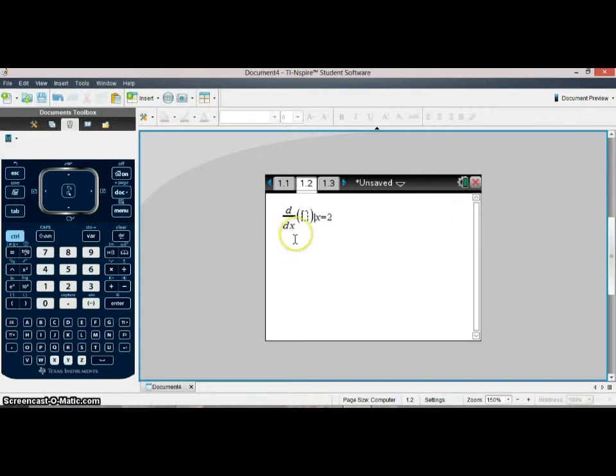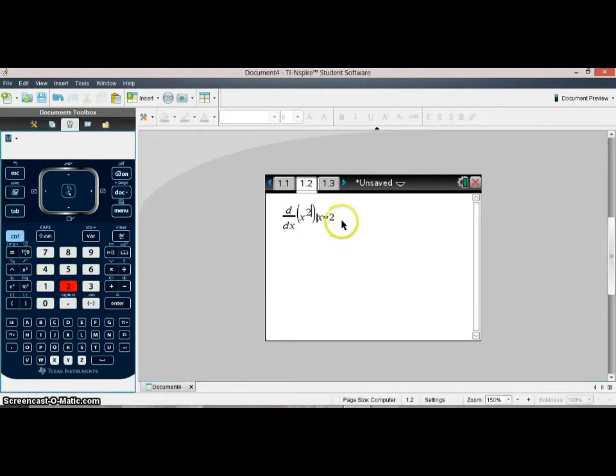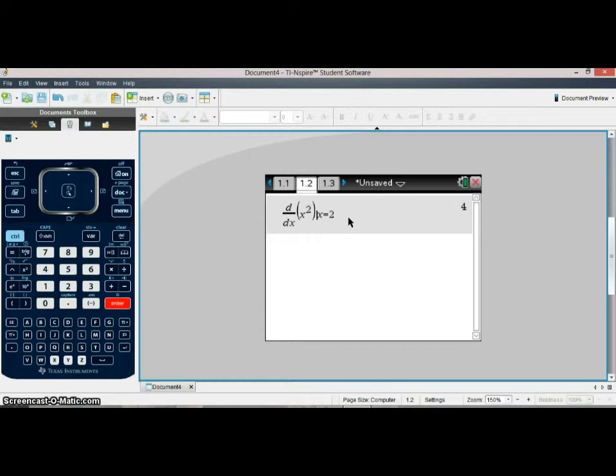So dy/dx, whatever. And we're going to make the function x squared. Okay. And so you hit enter, and it is 4. And just to look at it a different way, we know the derivative of x squared to be what? 2x. And as you know, 2 times 2 does in fact equal 4. So we know we're correct in that.